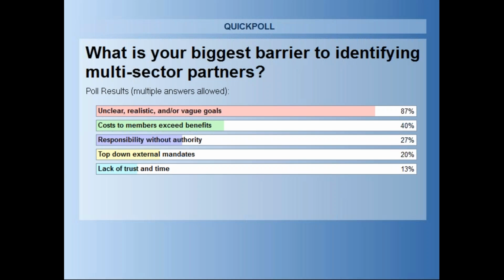So, wow, big percentage on the unclear, unrealistic, and vague goals. Folks could vote more than one thing too, so it's very interesting. So I'm happy to see that most people feel that your barrier isn't trust and time. That often is a high one. I think those are hard ones to address. So I'm glad for you all in this webinar that they're not the most important ones.